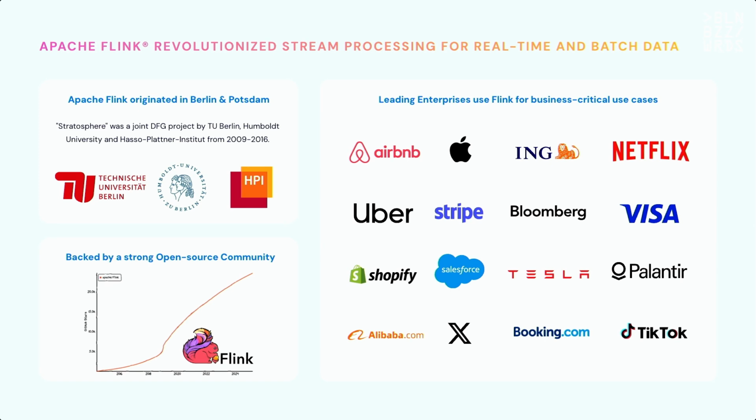I'm not sure to what extent you're familiar with Flink, but Flink actually comes out of Berlin, like Berlin Buzzwords as a conference. Flink originated in Berlin and Potsdam as a joint DFG project by TU Berlin, and then later joined by Humboldt University and Hasso Plattner Institute. It is an open source project, as you can see here, widely adopted by a strong open source community, and also widely adopted in production at very relevant enterprises, mostly in the US at the moment. Obviously, the largest companies like Airbnb, Netflix, Apple, and Uber are big Flink users.